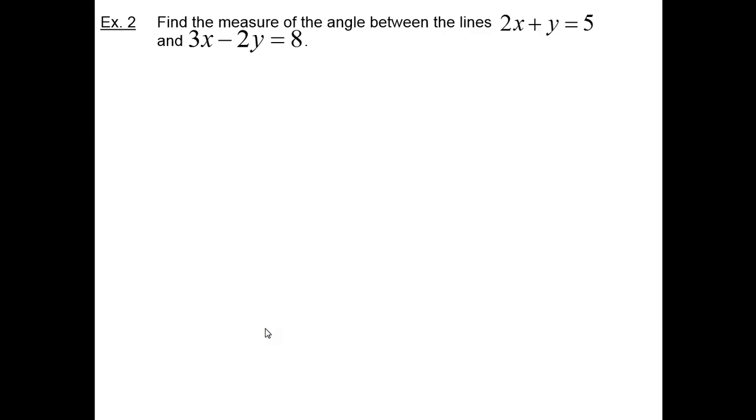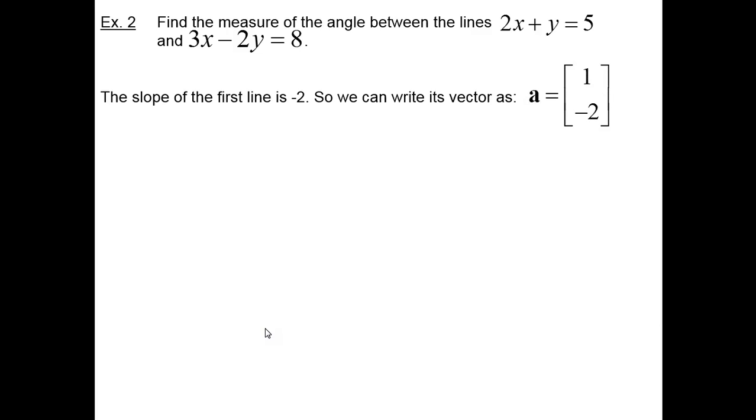Okay, let's look at another one. Find the measure of the angle between these two lines. So first line has a slope of -2. So if you think about that in terms of rise over run, -2 over 1, we're going to write that vector in component form as 1, -2. So that is the direction vector for that first line.